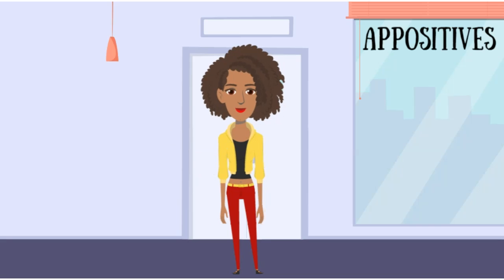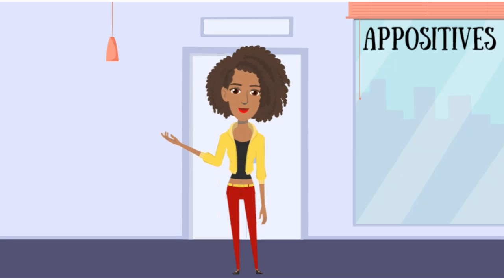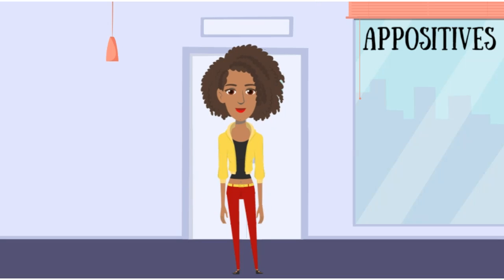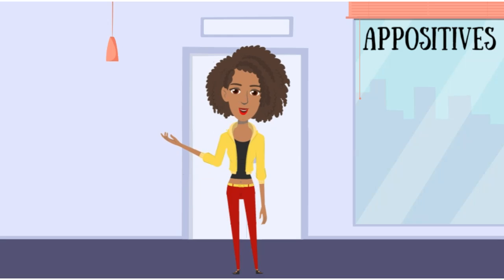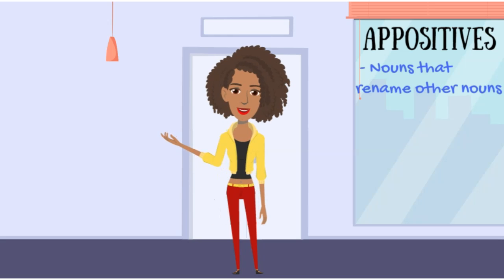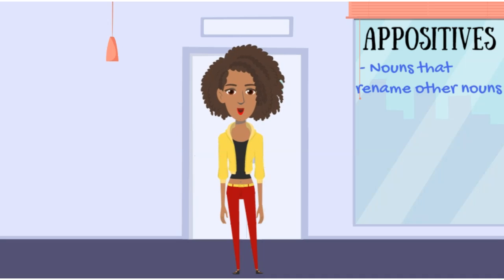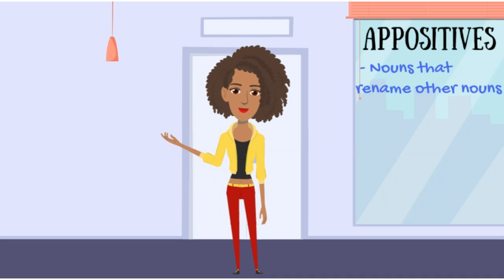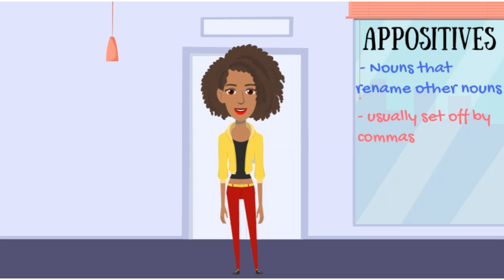We are down to our last function of a noun. I bet you never realized just how busy nouns are with all these jobs. Our very last function we have to cover are appositives. Appositives are simply nouns that rename other nouns. It's really just extra information in a sentence.